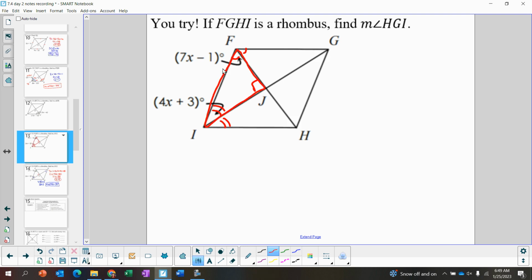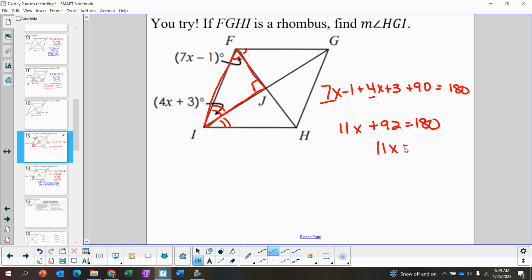So if this triangle is 180, and I know 7 plus 90 equals 180, I solve this. So that's 11x. Negative 1 plus 3 plus 2 plus 90 is plus 92. Subtract the 92, and then divide by 11. So we got x is 8.